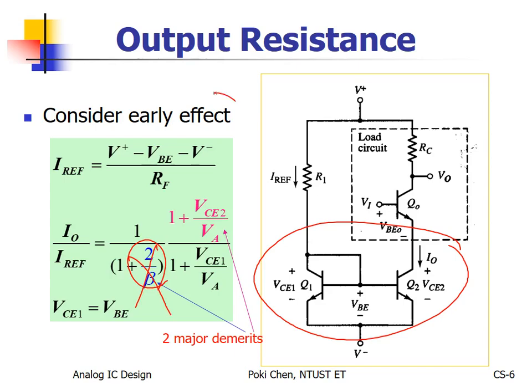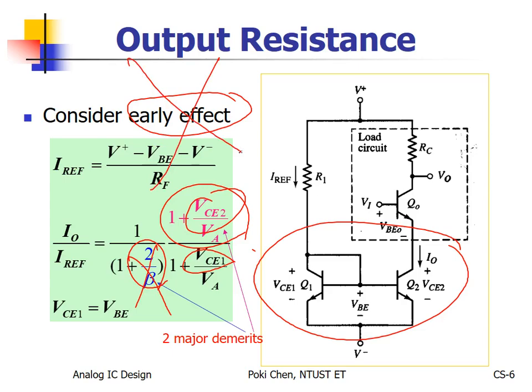And how about the early effect? The same. Only if VC1 and VC2 are exactly the same, you can neglect the early effect. Otherwise, you need to consider it. Two major errors are caused by such a very simple structure. That is what you need to know as an analog IC designer.